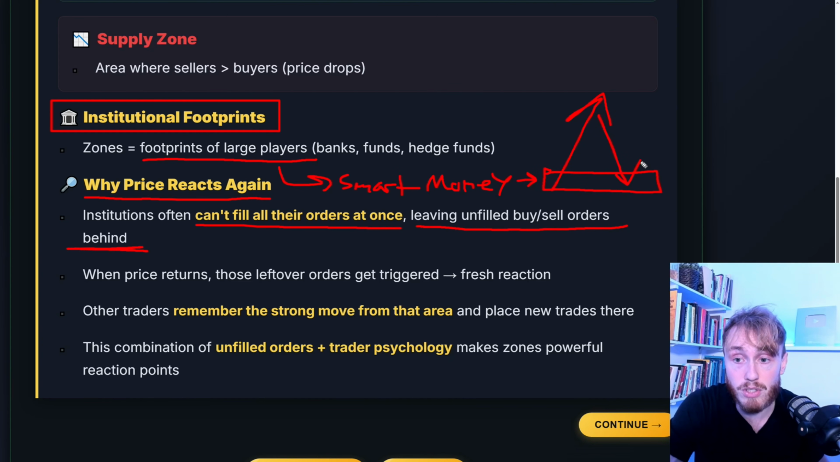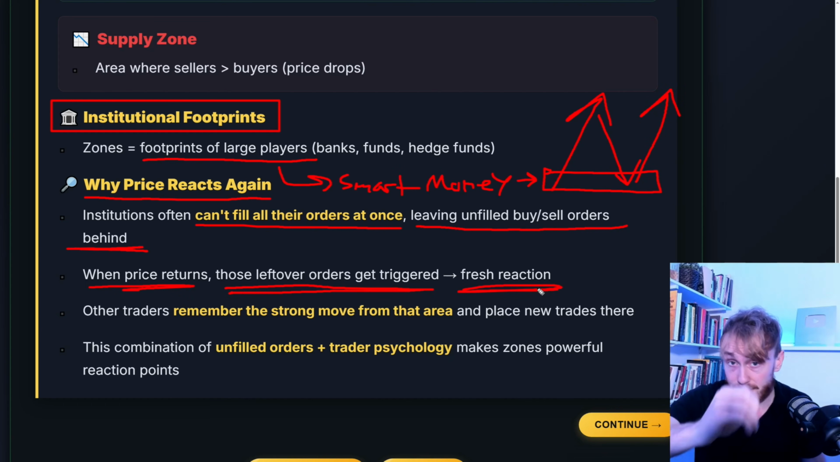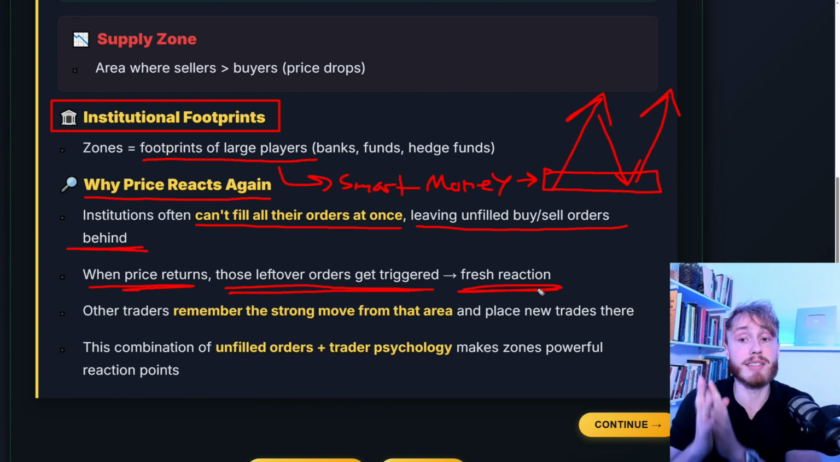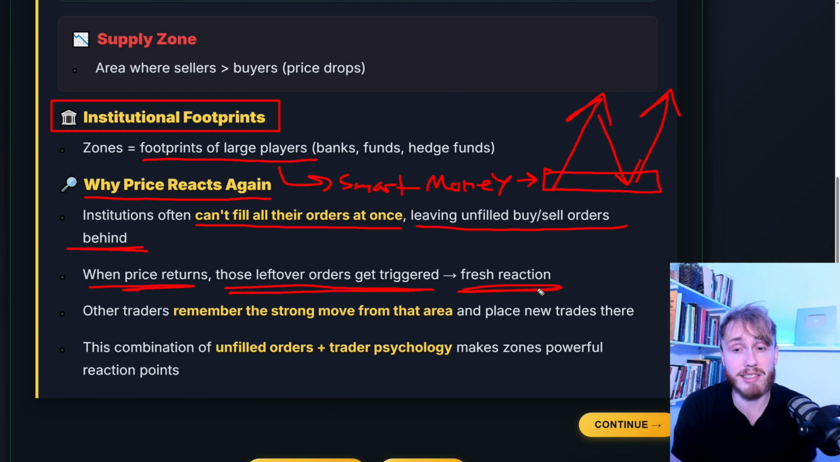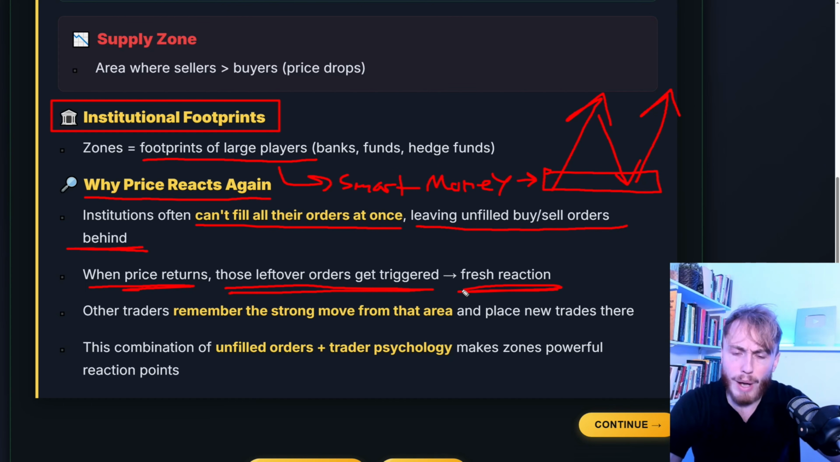So when the price returns to this level, these unfilled buy orders can actually give the price a new push towards the upside. So when the price returns, those leftover orders can get triggered, and it can lead to a fresh reaction. Another reason why these zones can lead to strong reactions is that if a large institution was willing to buy at exactly that level before, there is a pretty solid reason to believe that they might step in at that level once again in the future.